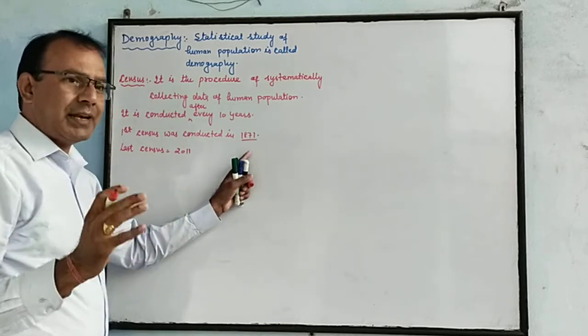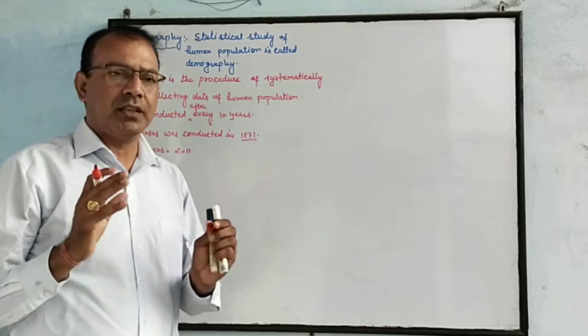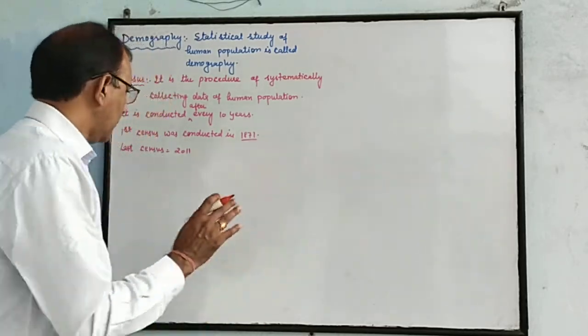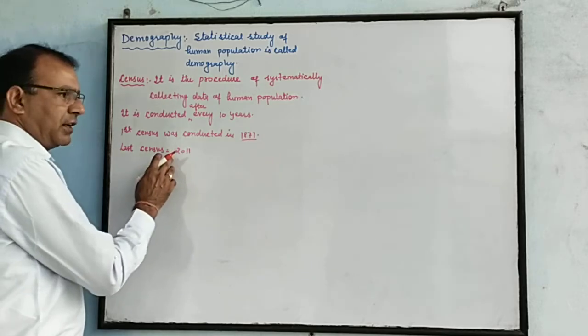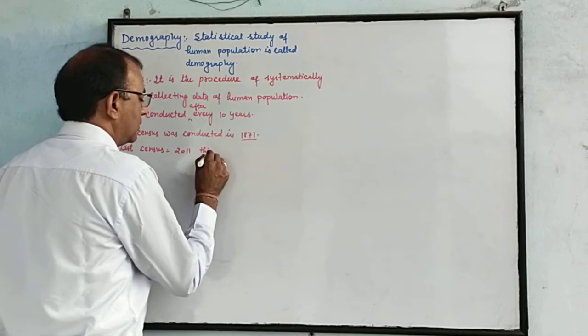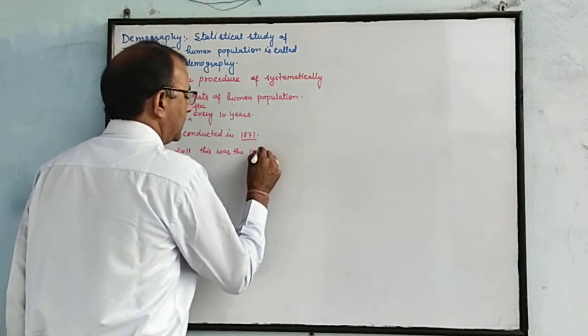Means after every 10 years the census is conducted. Firstly it was conducted in 1871, then 1881, then 1891 and so on. The last census was conducted in 2011. This was the 15th census.